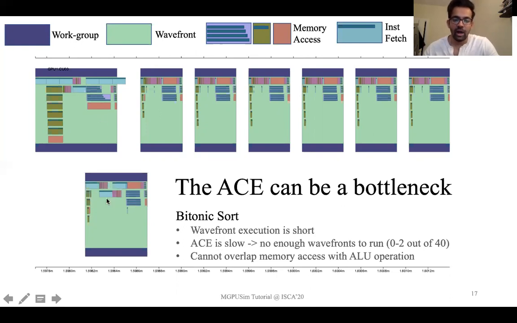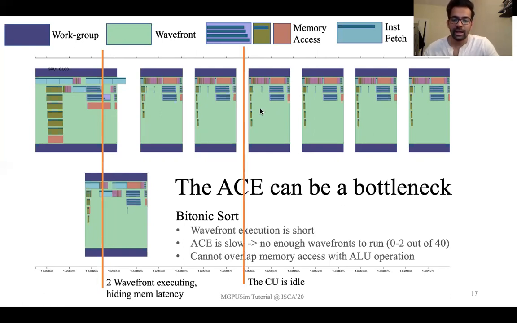However, after some time the first wavefront completes, and then the CU is idle in many stages. Originally, when we have two wavefronts executing concurrently, we can hide a good deal of memory latency. However, when only one wavefront is executing and it is also doing memory operations, the compute unit is idle, which is a waste of resources. If the ACE was fast enough to dispatch wavefronts to that compute unit, it would be executing instead of waiting on memory operations from only one wavefront.